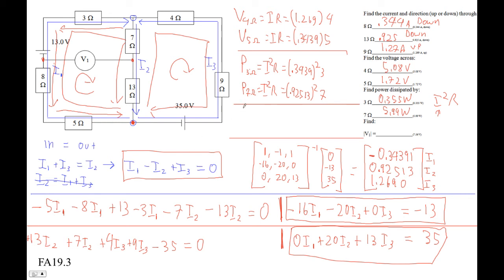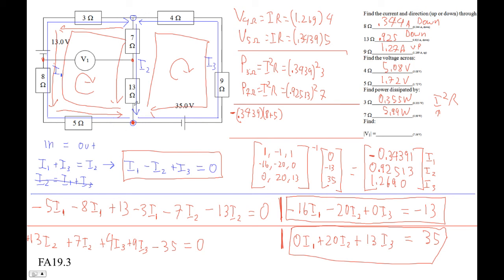Anyway, okay, so let's look at this. I'm going to go this way. Notice that the current really is going down. Why is it going down? Because we guessed up and we got a negative number. So it really is going down. So I'm going to say it's 8 and 5 downstream, right? Do we all see that that's going to be 13, right? So 13 I1. So I'm going to say minus 0.3439 times 8 plus 5. So that's the voltage change from here to here.